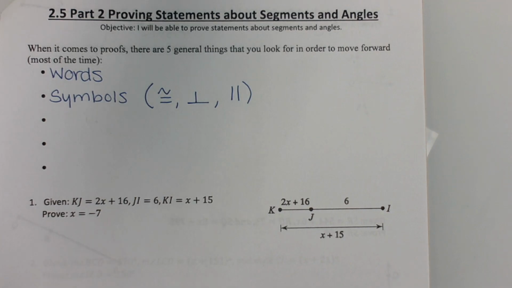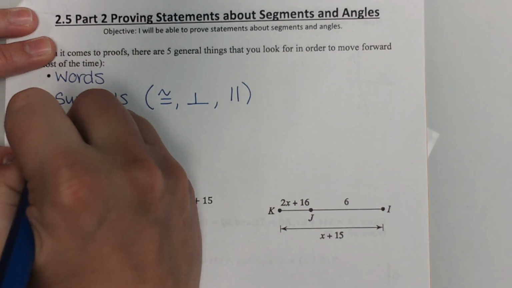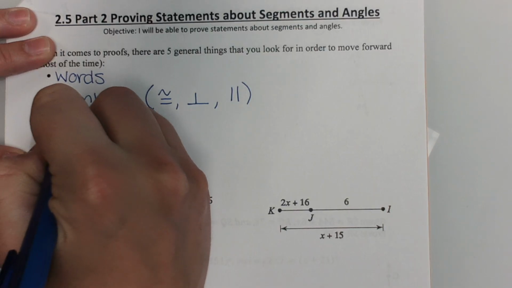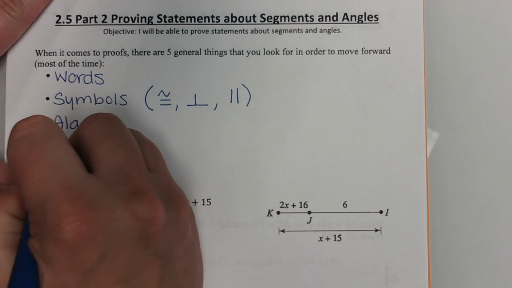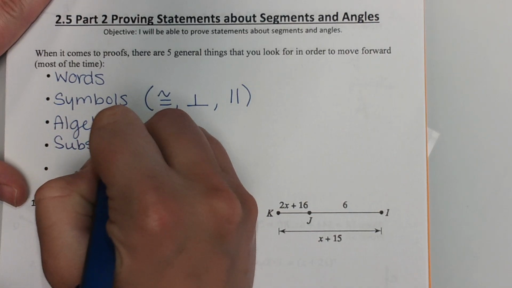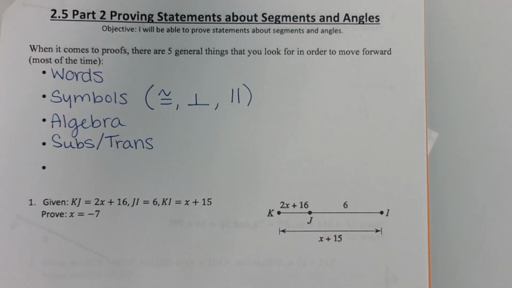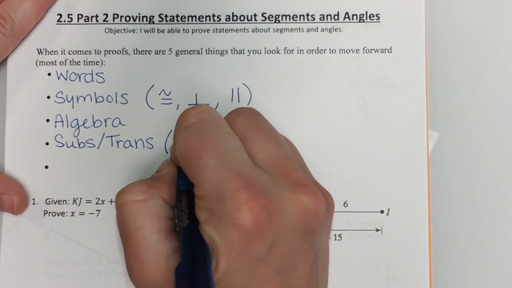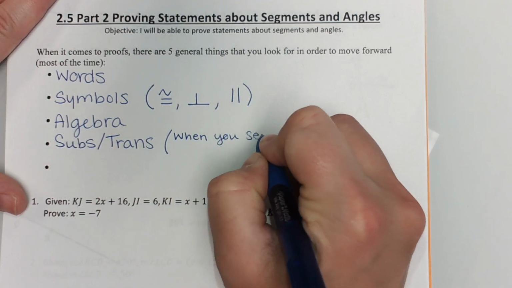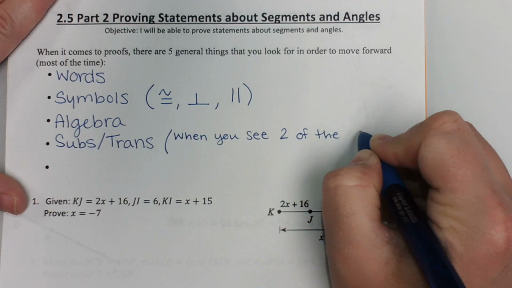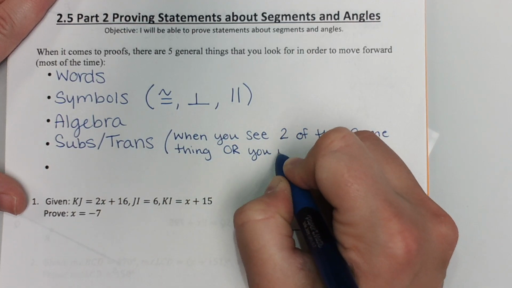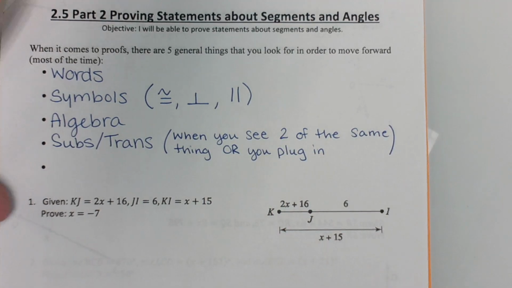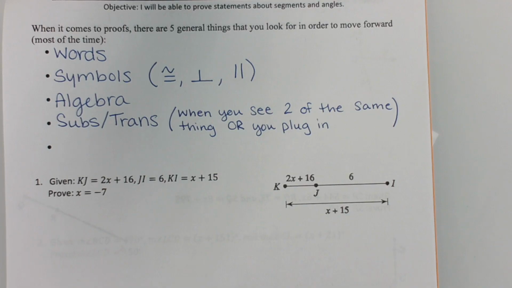Okay, so we look for words, we look for symbols. We look for algebra. If you've got equations that you know how to solve, we just do some algebra with it. We look for substitution or transitive property. Now, substitution and transitive property happen generally when you see 2 of the same thing, or you need to plug something in. And we'll talk a little bit more about that when that comes up.